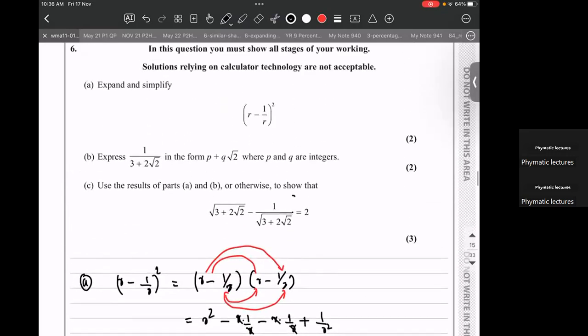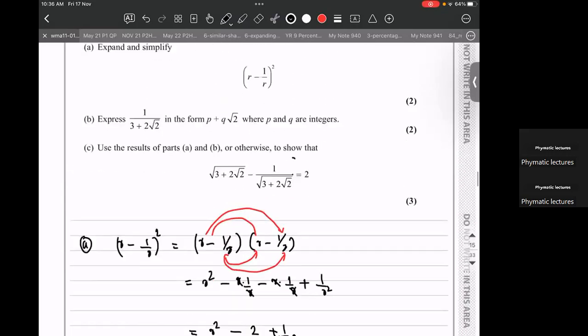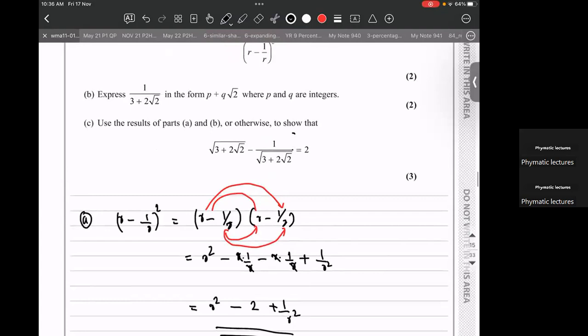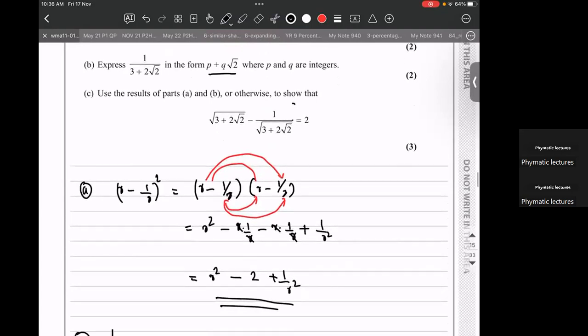So the expanded form is r² minus 2 plus 1 by r². Now we move to the B part. So express 1 by (3 plus 2 root 2) in the form p plus q root 2, where p and q are integers.